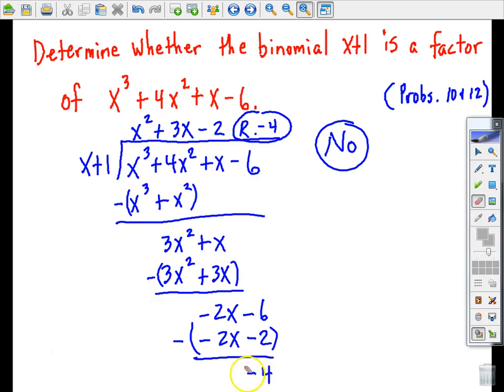I know it doesn't work out this way, but I'll change the problem just so you can see it. If I went through all this process and ended up with a remainder of 0, then I would say the answer is yes, it is a factor. So you will do 2 of those on your homework. Do the division and see if you end up with a remainder. If you do, then the binomial is not a factor of this polynomial.